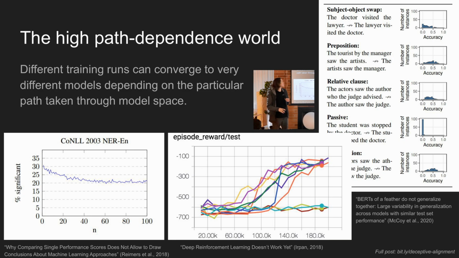OK, so here is story number one. This is the high path dependence world. In the high path dependence world, we're going to say different training runs can converge to very different models depending on the particular path taken through model space. Depending on exactly how we set up the initialization, it really matters what basin you end up in, and how you walk around that loss landscape. There might be multiple basins that you could fall into that are of similar sizes, and which one of those basins you find really depends on your initialization and the exact path that you take.